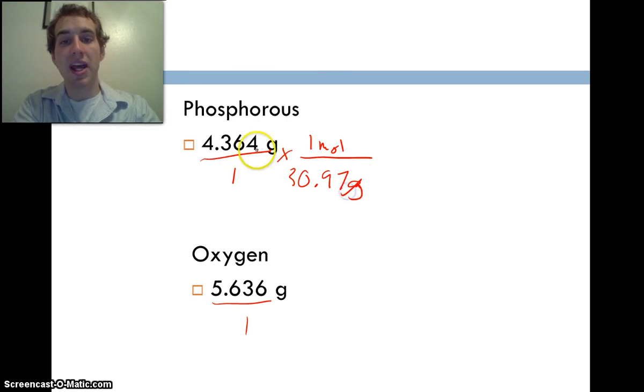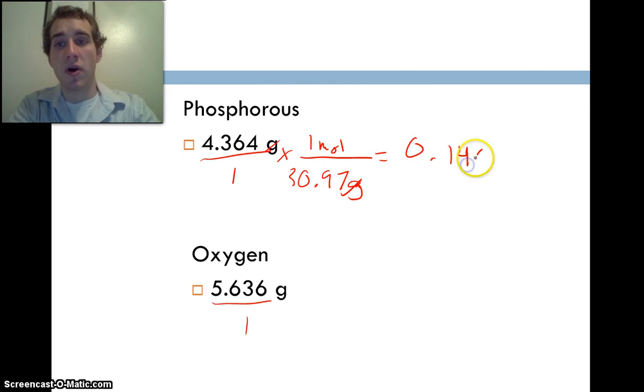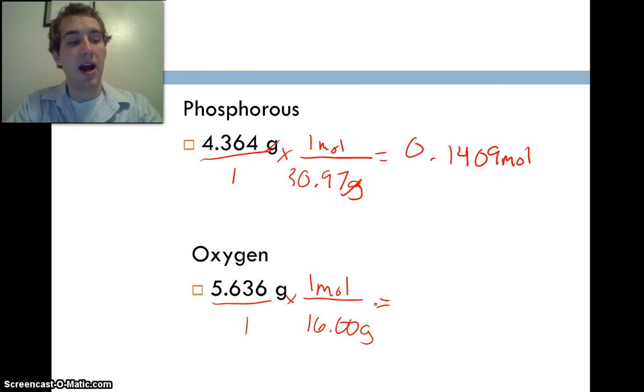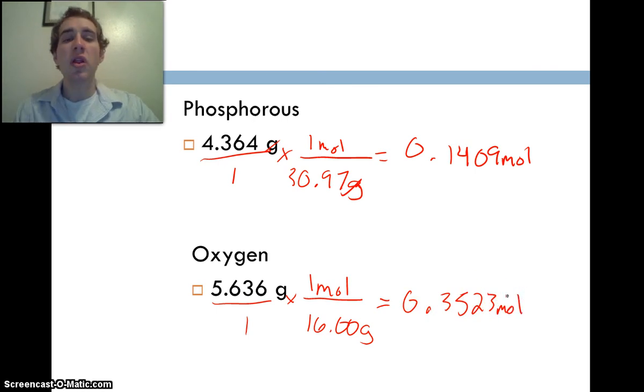Your grams are going to cancel. This will get you into moles of phosphorus. You do this calculation, you will find that you have 0.1409 moles of phosphorus. Do the same for your oxygen. Molar mass of oxygen from the periodic table, average atomic mass of 16.00 grams for every 1 mole. You divide those two, and you find that you have a mole value of 0.3523.